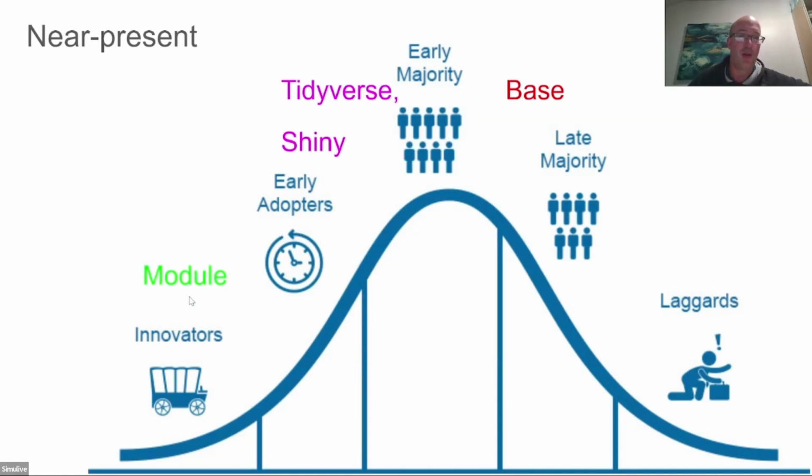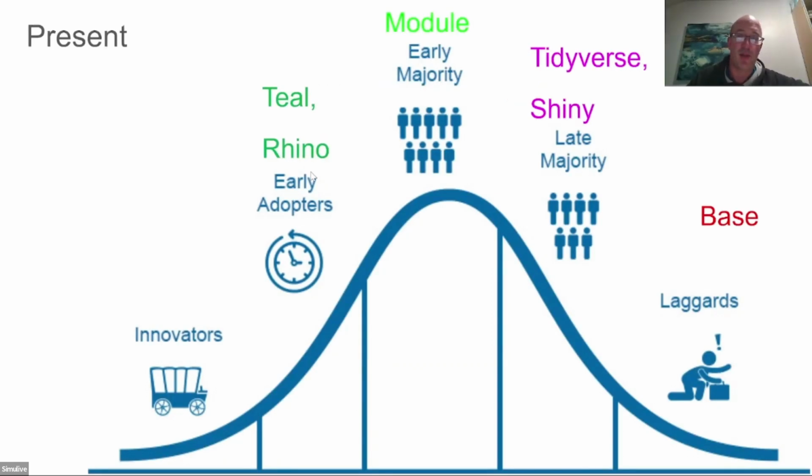And a new framework called module, which is a function for Shiny modules, was introduced to solve some complexities of the Shiny framework. At the present, base R was pushed to the right, tidyverse and shiny are very well known today. Modules are also kind of well known. And two new frameworks were introduced, Teal and Rhino, in order to solve problems that the module system by itself could benefit from.